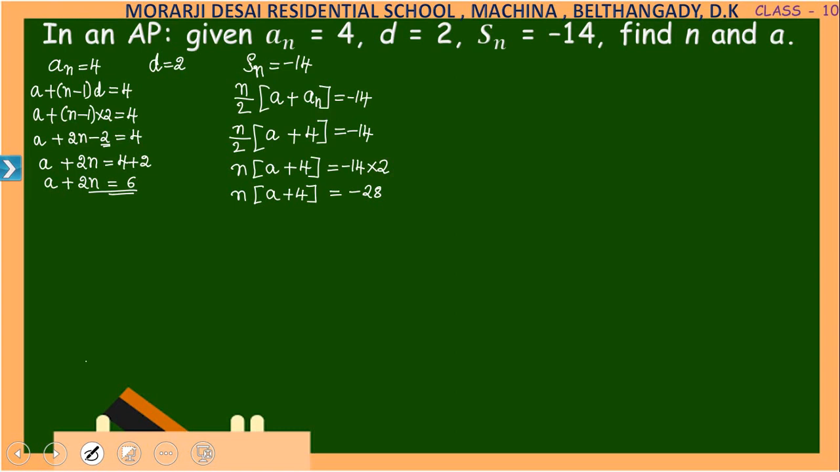So for this, see here, a plus 2n is equal to 6. What is a? If I take 2n to the right hand side, that becomes 6 minus 2n. Now from the first equation, we can write a is equal to 6 minus 2n. Now substitute a is equal to 6 minus 2n in the second equation.